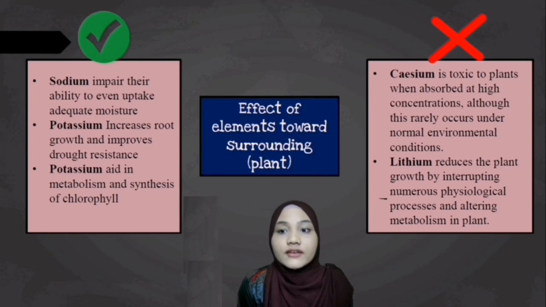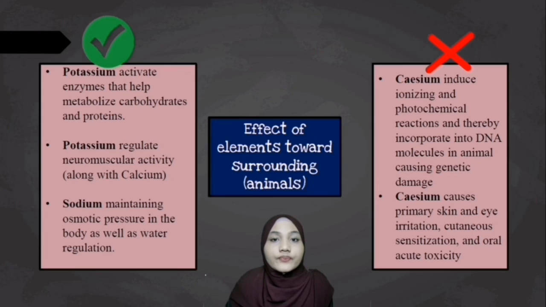Bad effect. Calcium is toxic to plants when absorbed at high concentration, although this rarely occurs under normal environmental conditions. Lithium reduces plant growth by interrupting numerous physiological processes and altering metabolism in plants.